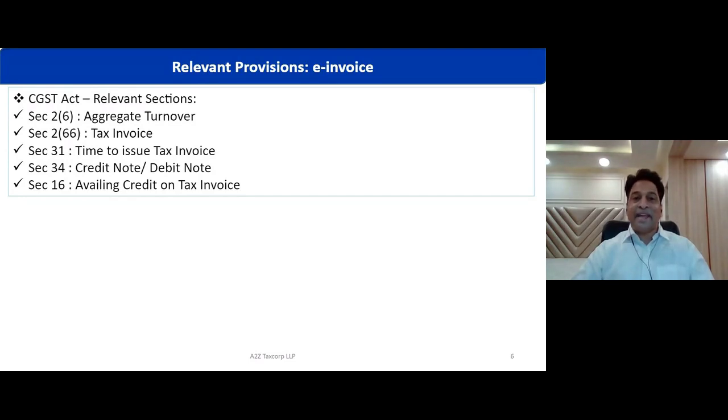As we all are saying, if aggregate turnover is more than 500 crore, so what is the definition of aggregate turnover? I will tell you when I'm discussing further later in the presentation. What is the meaning of tax invoice now, which is going to be e-invoice, which we are referring to? What is the difference? Tax invoice versus e-invoice. And what is the time limit to raise the invoice under section 31? Followed by credit in the hands of recipient of goods and services.